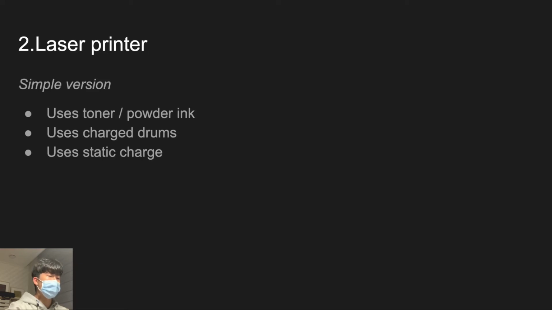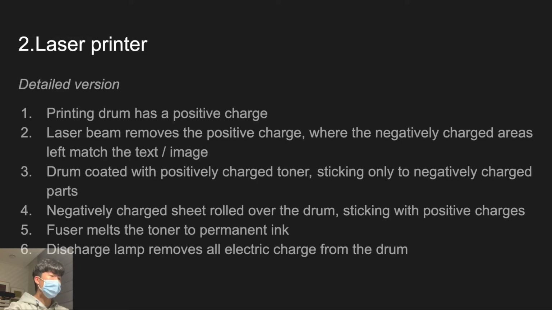Now laser printer has only one type, but the process is a bit complicated. To describe simply, laser printer uses toner, charged drums and static charges to print the paper. To talk in more detail about how the laser printer works, first there is a central component called the printing drum. The printing drum has a positive charge initially, and there's a laser beam that removes the positive charge where the negative charge areas are left, which matches the text or the image.